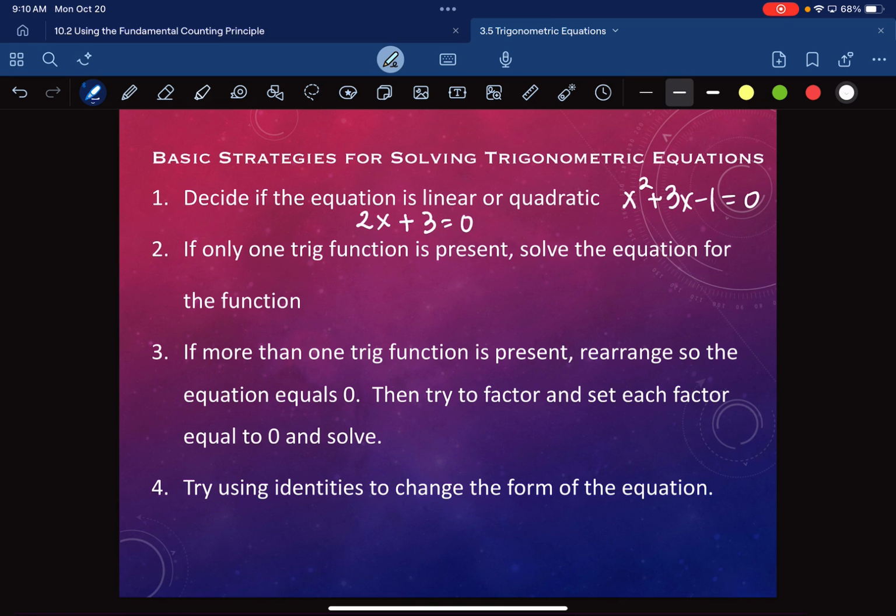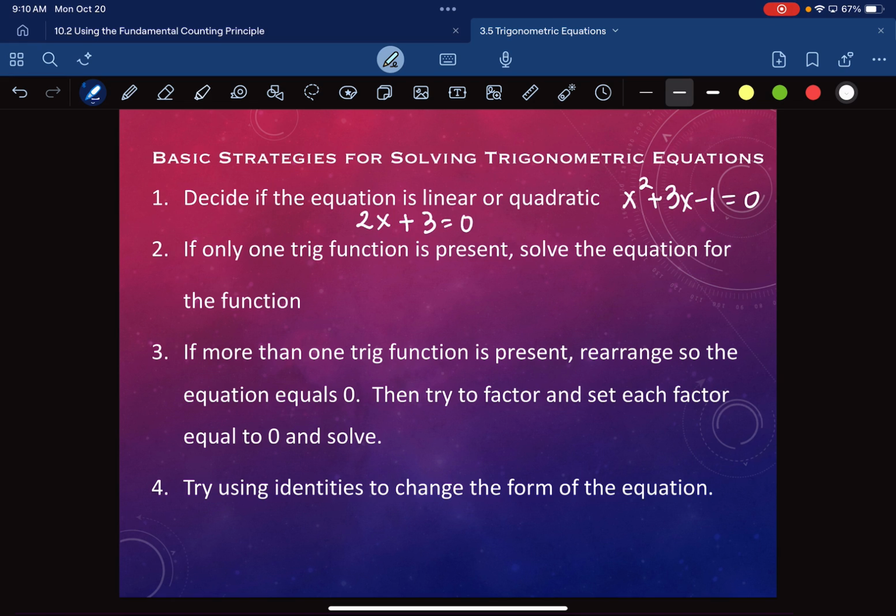Number two, if only one trig function is present, we're going to solve the equation for the function. So if there's only tangent, great. We're going to be able to figure out what this is. We're going to try to get tangent by itself, with everything else on the other side. Or we're going to try to factor things that have tangents in them and then go from there. But we're going to be in good shape. So if we have only one trig function, that's what we're going to do.